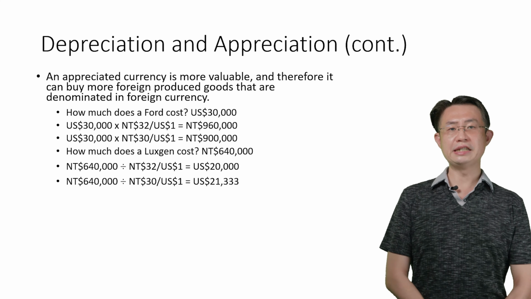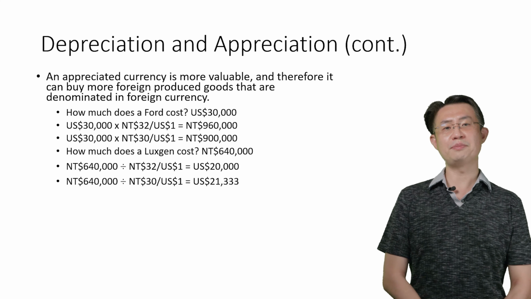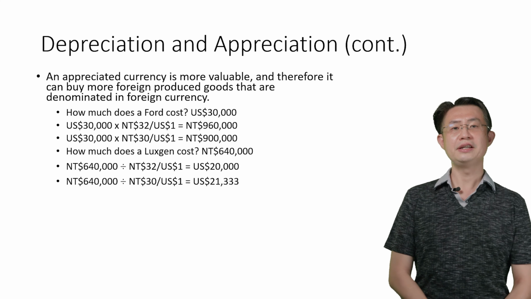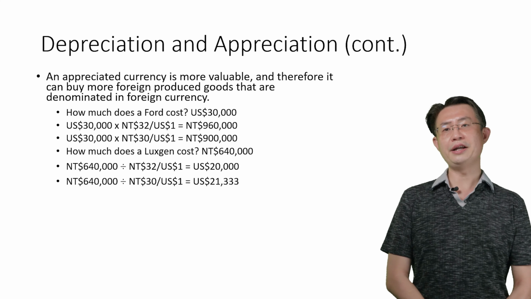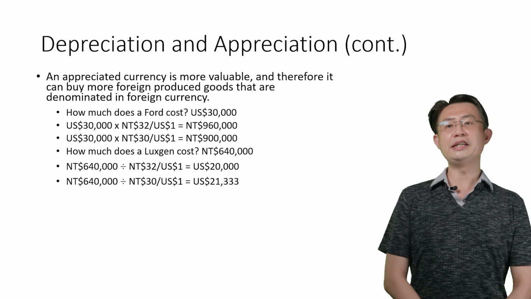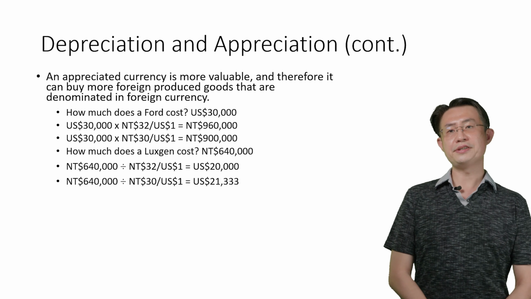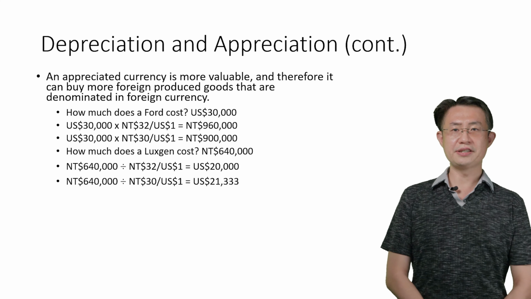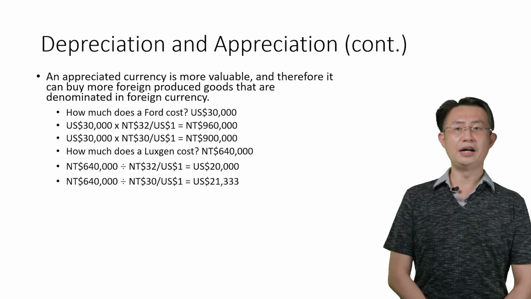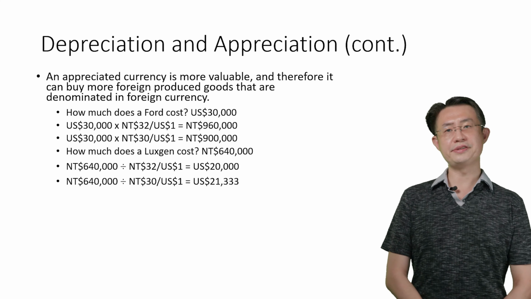On the other hand, if the domestic currency faces appreciation, what happens to the imports and the exports? We can focus on the price of imports and the price of exports. It's the case from the previous slides, right? So let's quickly read the case, okay? If the domestic currency faces appreciation, as we know, an appreciated currency is more valuable, and therefore it can buy more foreign produced goods that are denominated in foreign currency.